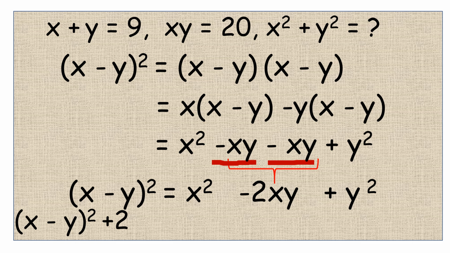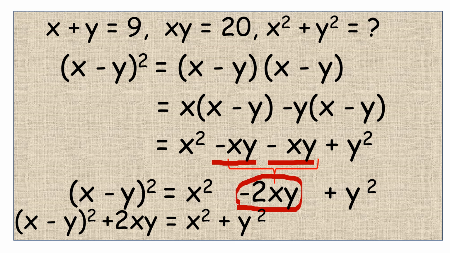So if we take the minus 2xy and then we take it to the left hand side, it now becomes x minus y all squared plus 2xy, and that gives us x squared plus y squared. And that's how we got equation 2.